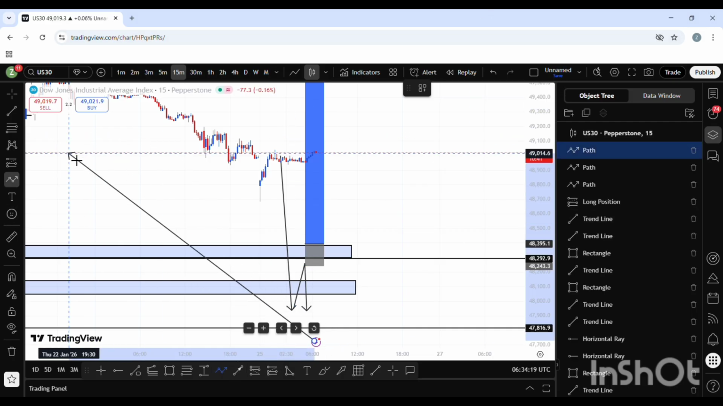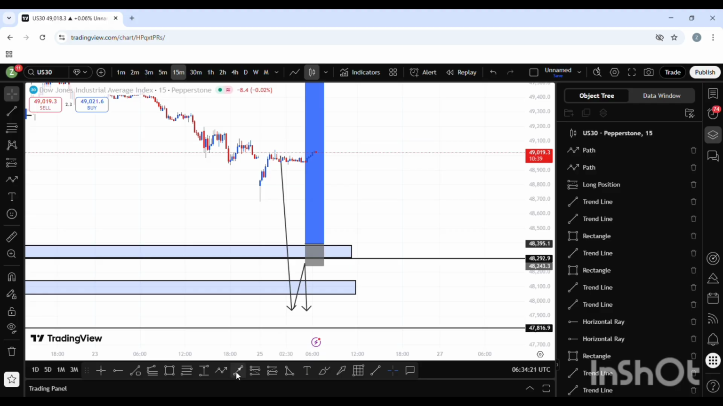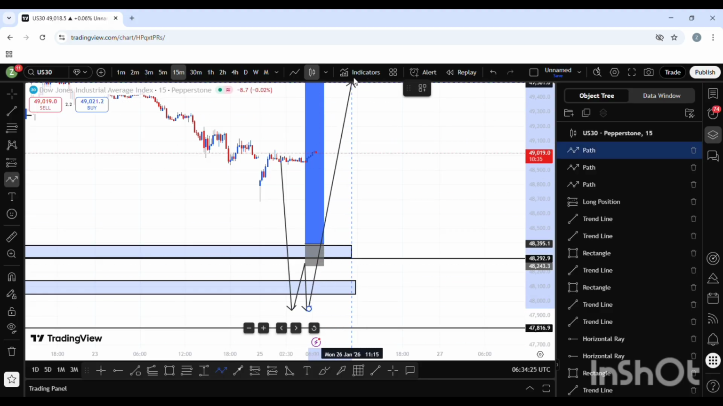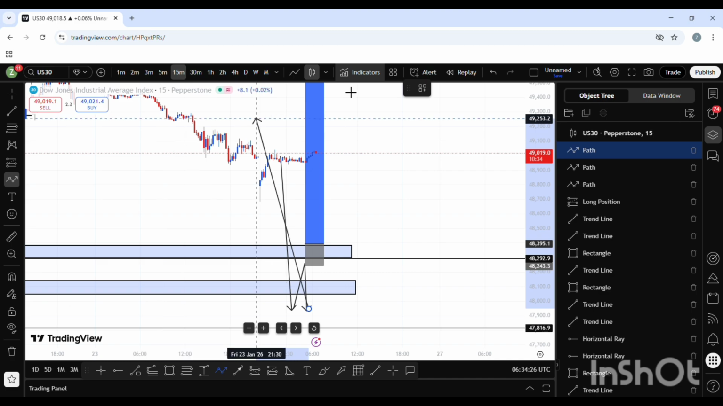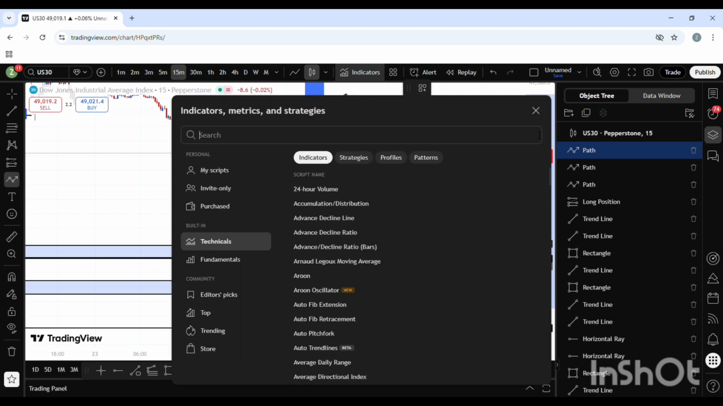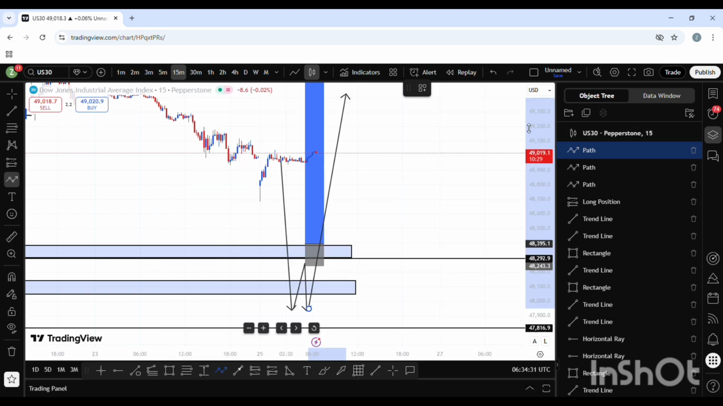So in case the market breaks here, this is what I'll expect the market to come down here, push up a bit, come back up the origin that caused that change of character. Then we push it up like this, not tomorrow.